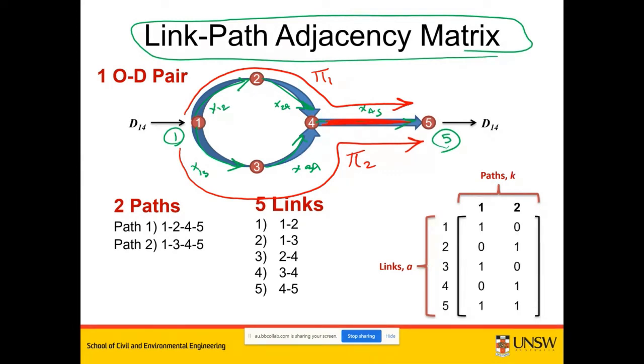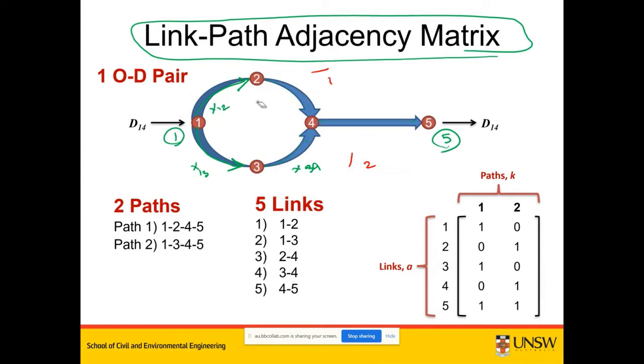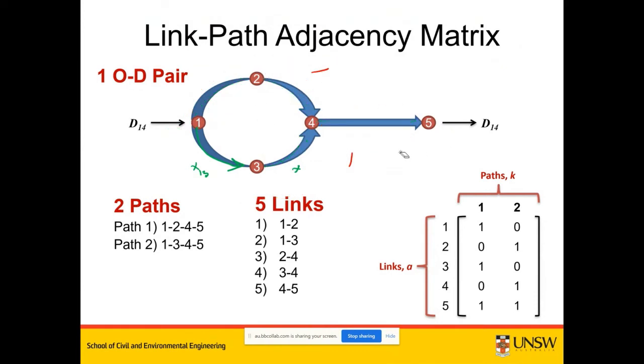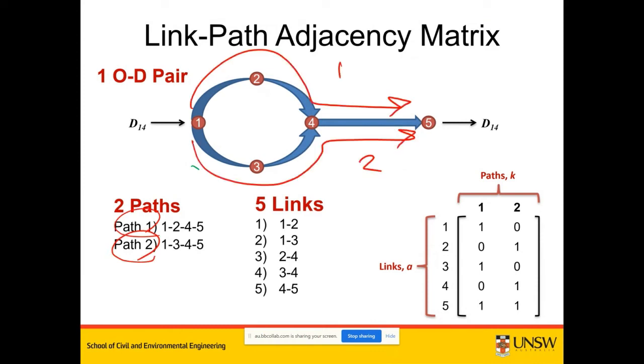So in this case, if you want to write it down, let me erase these things. We go with the notations that I have on the slide rather than the notations that I just made up. So this is path 1, this is path 2, and I have links. If I want to write down the link numbers on it, that's probably easier to go with. So this is link 1, 1 to 3 is link 2, this is link 3, link 4, and link 5. So look at this first column.